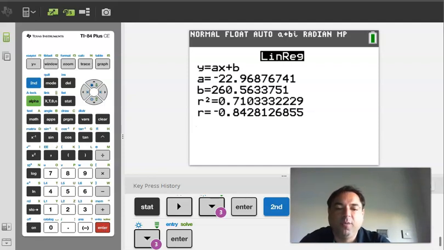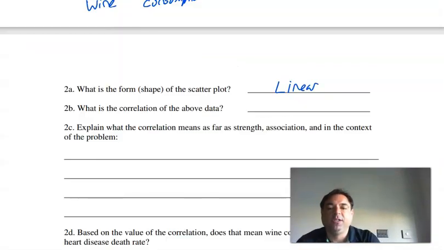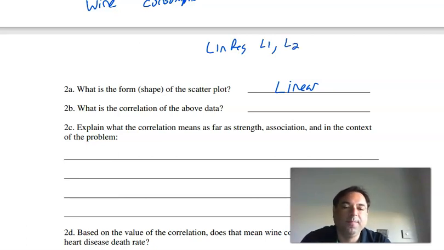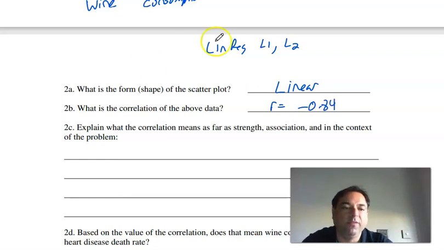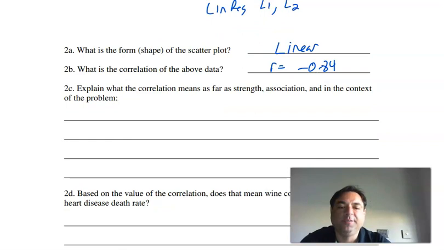Now, if you have the other form of the calculator, you may have to put linear regression, and then it's asking for list 1, comma, which is above the 7, and then list 2. So list 1 is second 1, comma, above the 7, list 2, second 2. Our correlation, according to our calculator, is the R. Remember, R is correlation, and that gives us negative 0.84. Then, explain what the correlation means as far as strength and association in the context of the problem. Well, a couple things. Number 1, notice the correlation is negative.